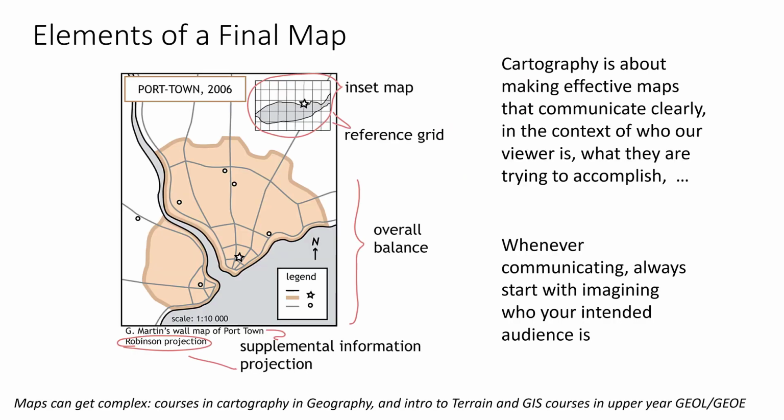Sometimes there's also an inset map with a reference grid, an overall balance of the size of elements compared to the map itself. You can have supplemental information on the map outside of the bounding box, and projection or coordinates information, such as if you're using lat-long versus UTM coordinates. Broadly speaking, cartography is about making effective maps that communicate clearly in the context of who our viewer is, what they are trying to accomplish, etc.